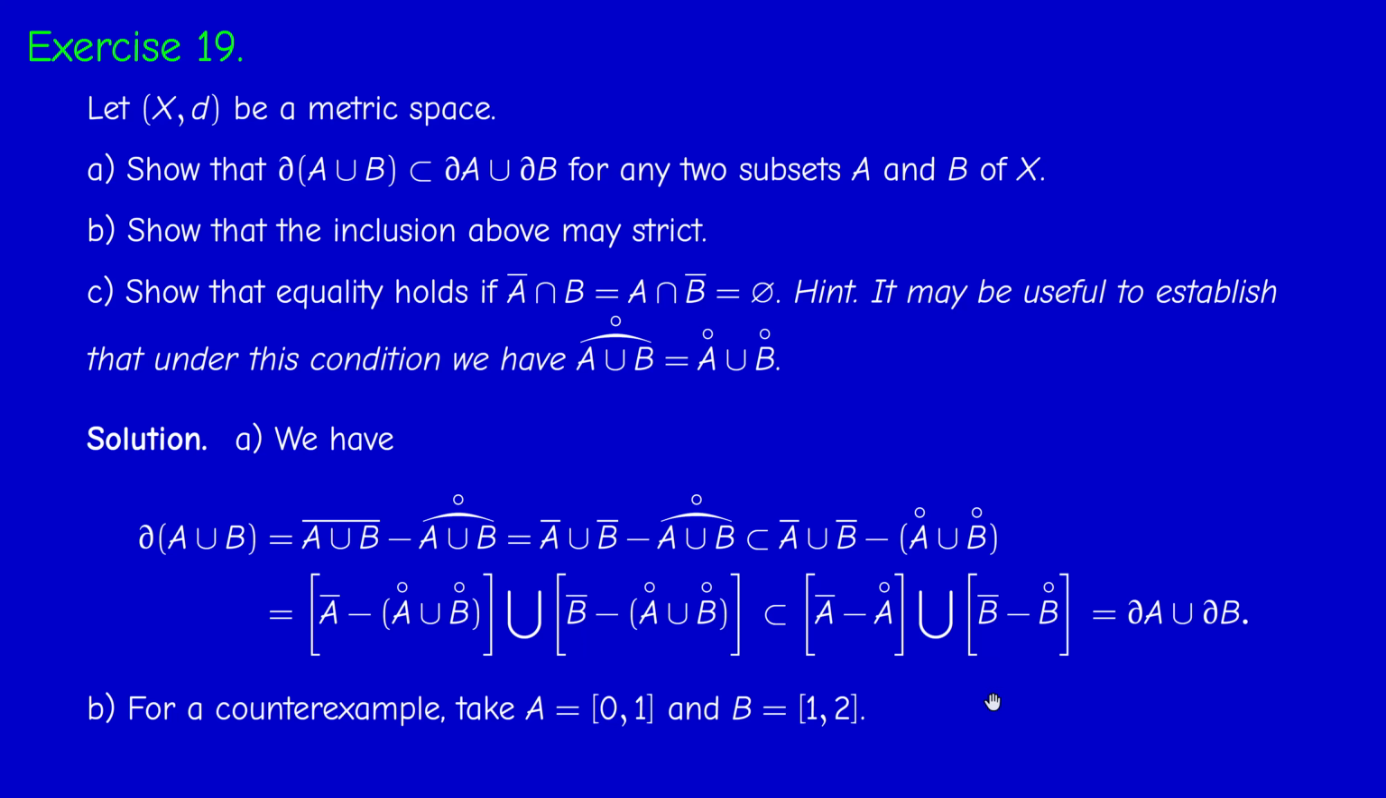The union is 0, 2, and therefore this is 0, 2, and this is 0, 1, 2. So we don't have equality. And if you want a more extreme case, take A equal the rational numbers and B equal the irrational numbers. Then, as you know, the boundary of Q is R, the boundary of B is R. So I get here R. However, the union is R, and the boundary of R is empty. So we get here the empty set, and here R. So this is really extreme.